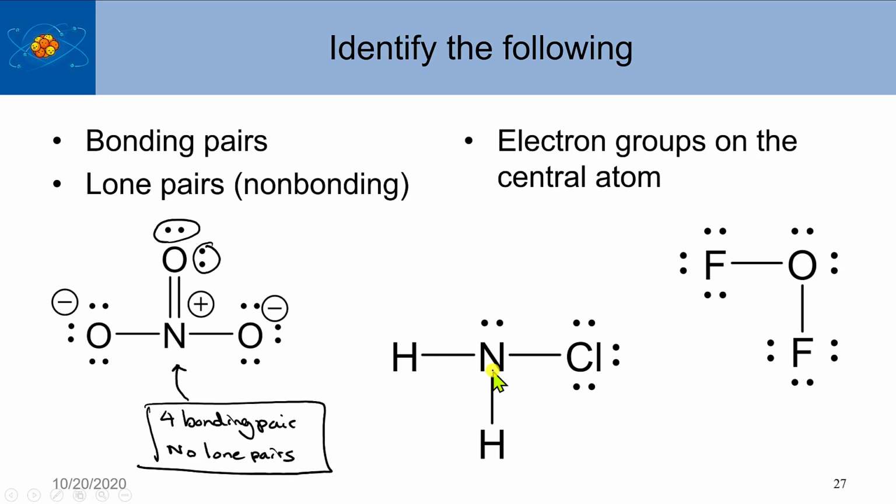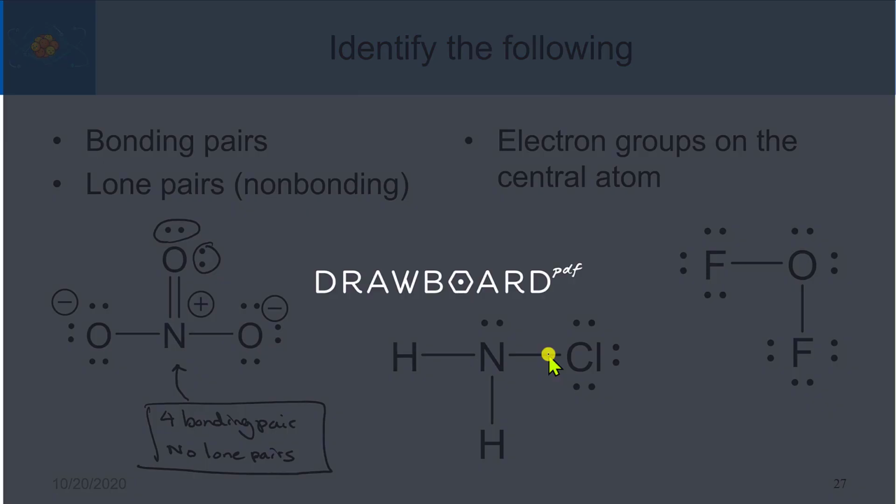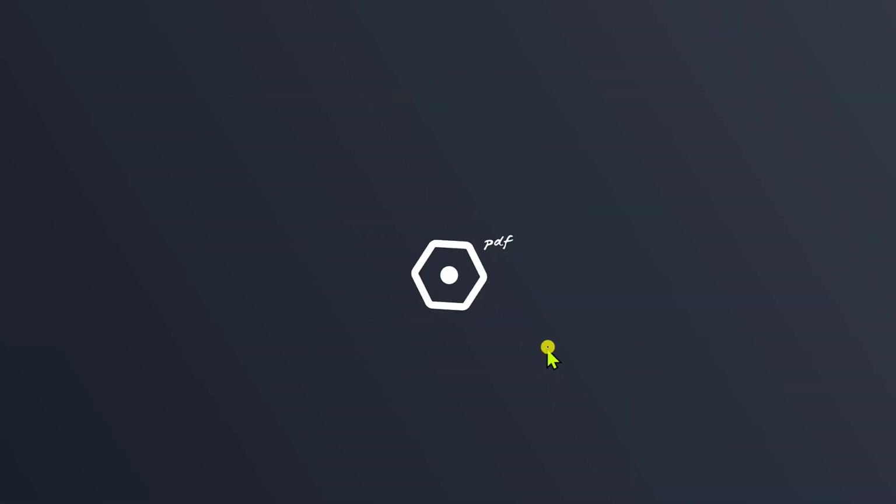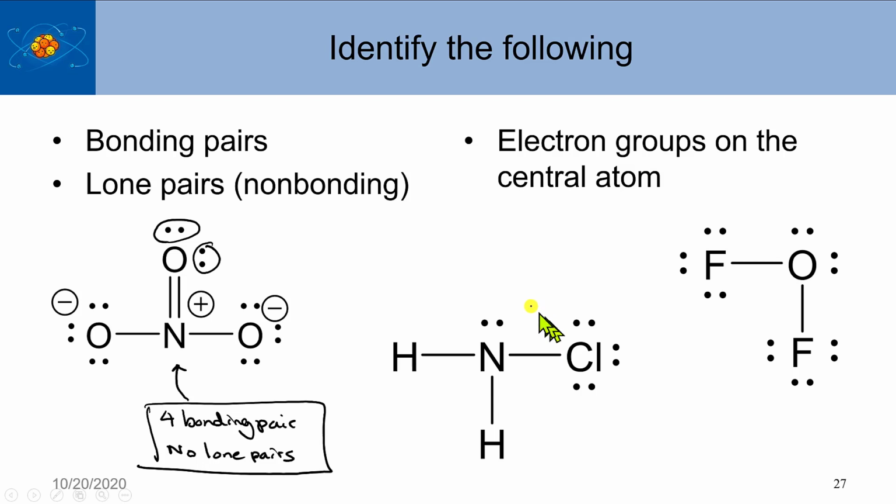Now for the nitrogen in this molecule, we have 1, 2, 3 bonding pairs. So 1, 2, 3 bonding pairs and 1 lone pair. And then on the chlorine, there's 3 lone pairs and 1 bonding pair. On the fluorine, on the oxygen, we have 2 bonding pairs and 2 lone pairs.